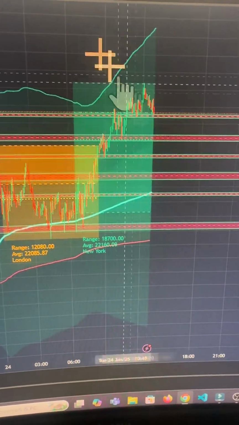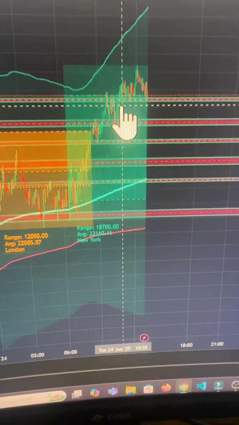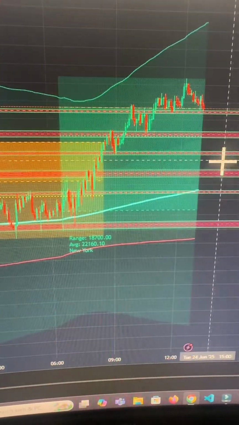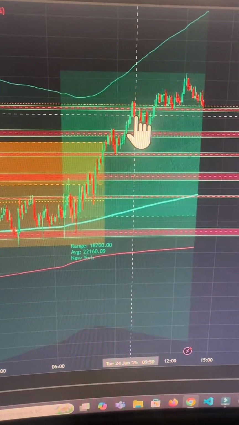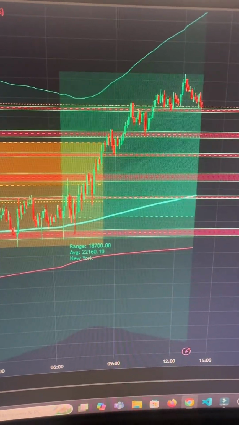Because if I do not have these zones, you're ultimately guessing in a sense where to put your stop loss. So if you've ever guessed where to put your stop loss, put it in the comments, let me know. But definitely something that happens to a lot of traders.